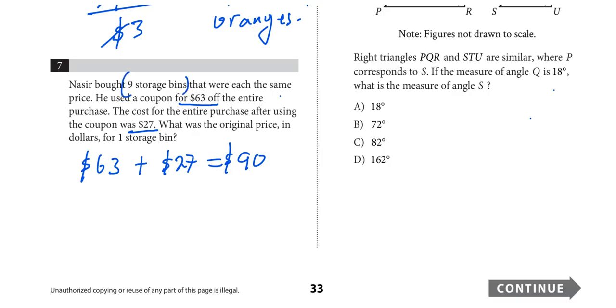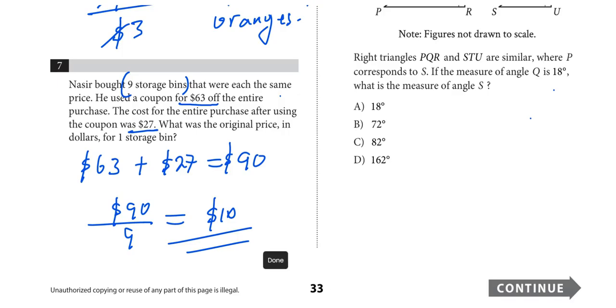Okay, so now the original cost of one storage bin will be $90 divided by 9, and this will be equal to $10. So this is the answer to this question, and I hope it makes some sense. All right, let's move on to question 8.